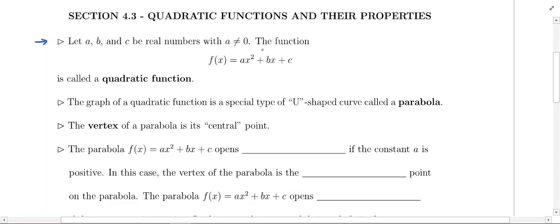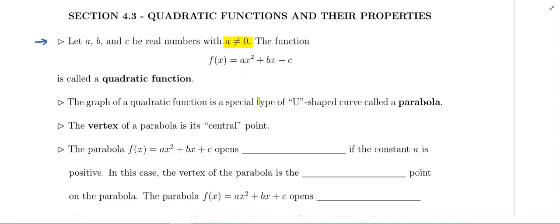Again, the way you're going to recognize it, the highest power of x is the second power. If you notice, there's a little condition on here. When you have ax squared plus bx plus c, those numbers a, b, and c, usually a is referring to the number in front of x squared, b is the number in front of x, and c is the constant.